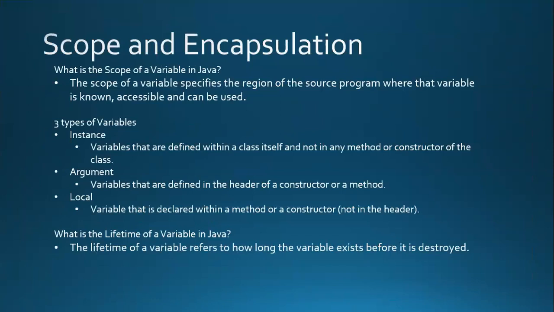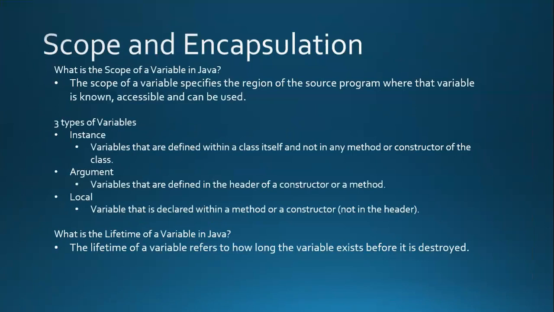Before I forget, another key concept to know is the lifespan of a variable. So what is the lifespan or lifetime of a variable in Java? The lifespan of a variable refers to how long the variable exists before it is destroyed. In other words, it refers to how long a variable stays alive in memory. The lifespan starts when the variable is first defined and allocated in memory.